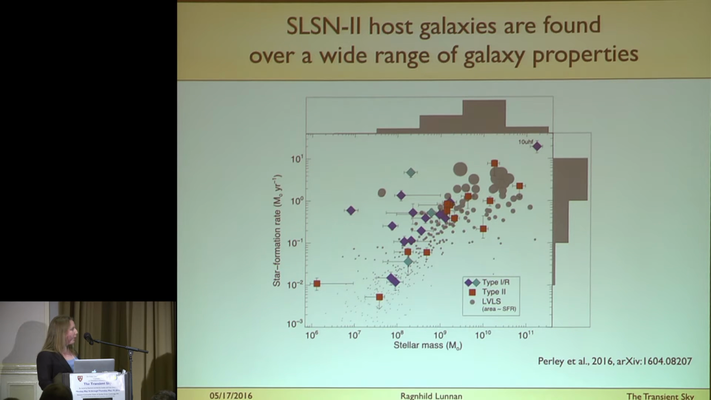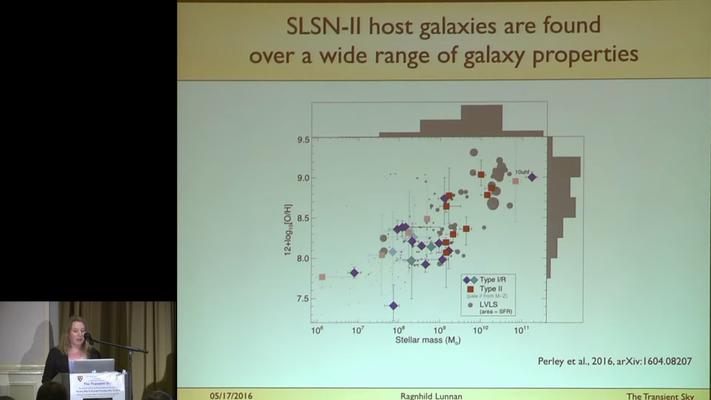Here we're seeing star formation rate versus stellar mass. You could also look at a mass-metallicity diagram, and you get a similar result, basically. So the blue points in general live at low metallicity, the red points you find over the whole range.